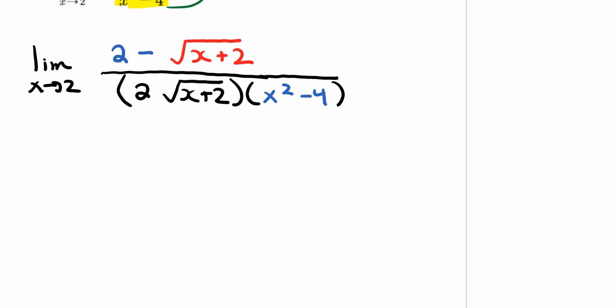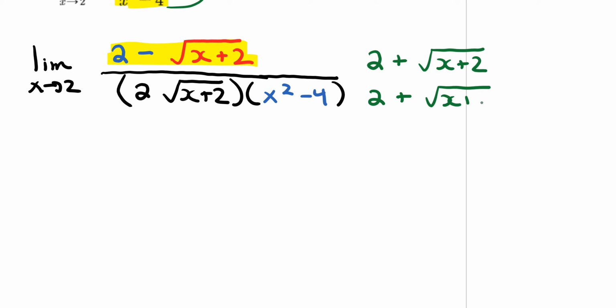And what I'm noticing here is we have a radical. There's a radical on the numerator again. So this means we need to multiply by the conjugate again. So the conjugate of 2 minus the square root of x plus 2 is going to be 2 plus the square root of x plus 2. And 2 plus the square root of x plus 2 on the bottom. So let's put that in a bracket there, and let's go ahead and simplify this.